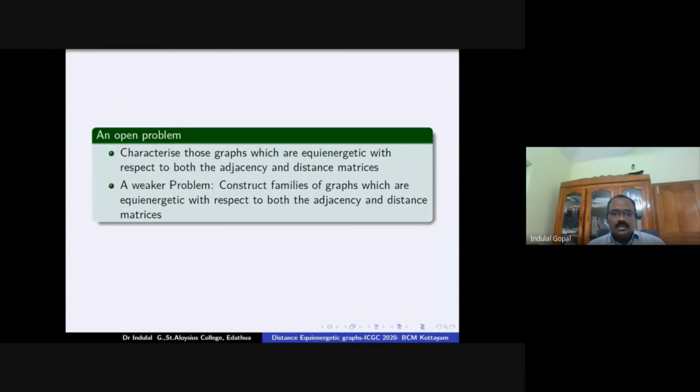If G and H are equi-energetic with respect to a matrix, then can we characterize those edges or those graphs for which G minus E and H minus E are equi-energetic, or G minus the edge set of some K and H minus the edge set of some K, where K is a subgraph of G and H? Can we do like this? That is also an open problem.